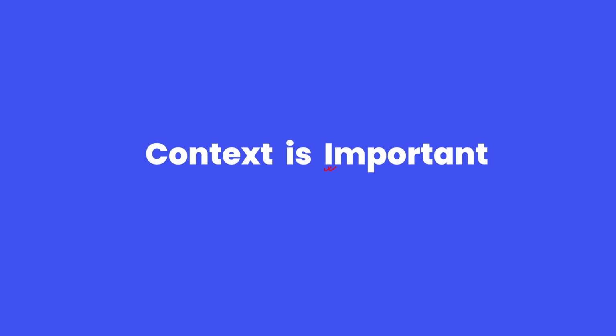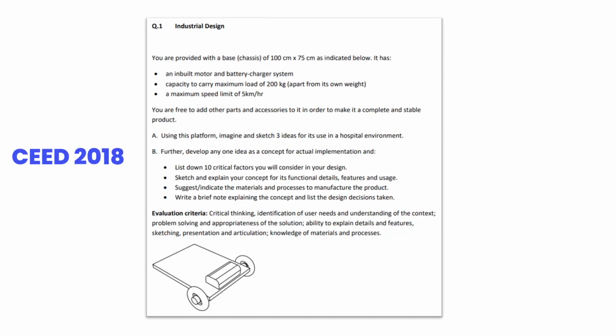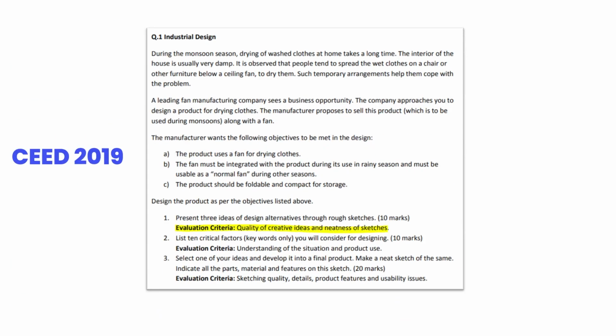Just take a look at the evaluation criteria in the industrial design question in 2017 right here. And now take a look at the 2018 evaluation criteria from industrial design. And this one is 2019. Now see, the criteria changes according to the context of the question. This means for the same type of question, the approach and the way of representing the work will change accordingly, isn't it? Because the evaluation criteria has changed.